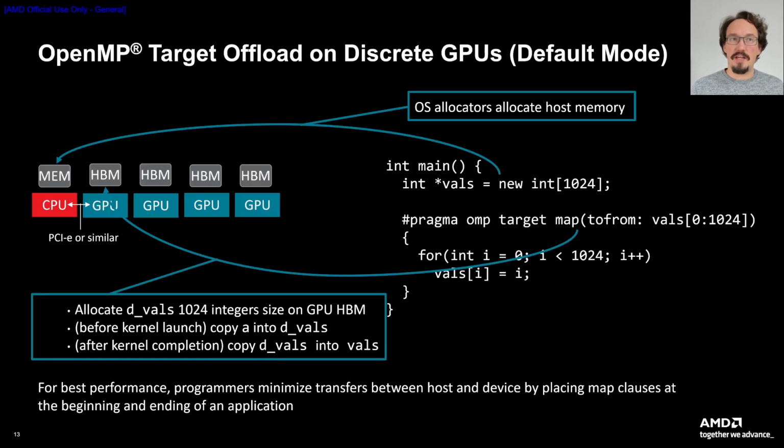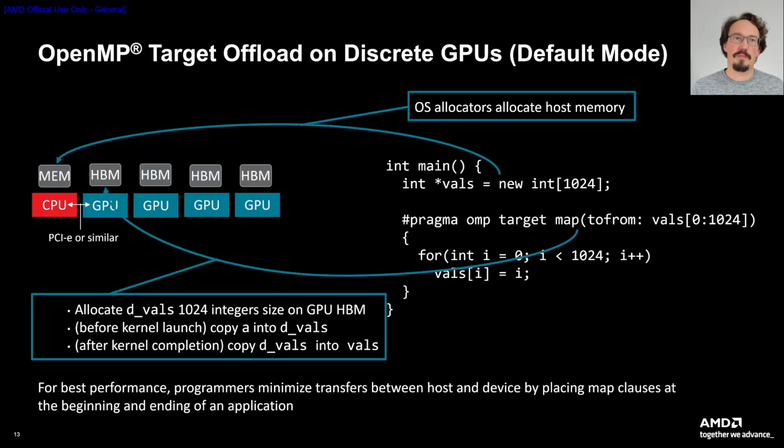It will then initiate the copy via the PCIe or similar link that connects the host and the GPU. The kernel is launched and the results are computed. Once that is done, the runtime will copy the contents of the devals array back over the PCIe or similar link to the host and place them into the respective host memory address.